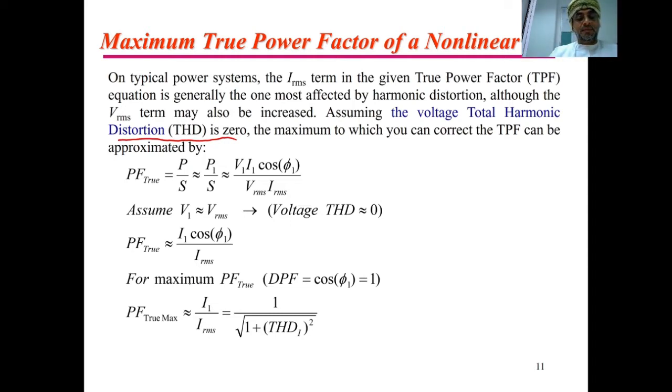Okay, then the maximum true power factor will be 1, cosine phi is equal to 1. Therefore cosine phi is equal to 1. The true power factor will be equal to I1 over I root mean square, and I1 over I root mean square can also be written as 1 over the square root of 1 plus total harmonic distortion squared. And this one can be obtained, of course, from here. There is a simple proof.